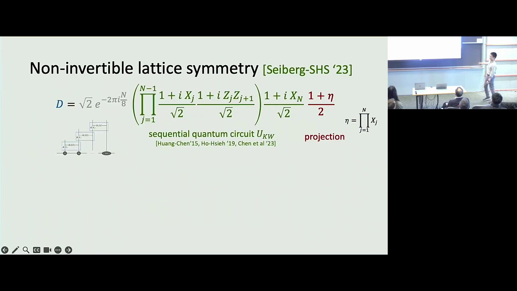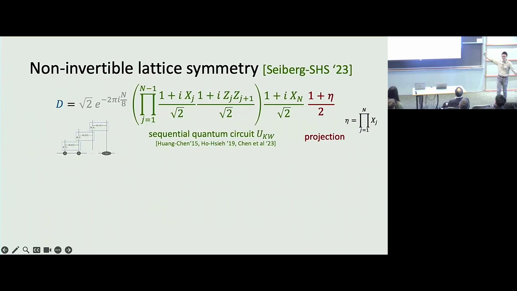Now let me walk you through this green factor. The first thing to notice about this green factor is that each local factor here is a unitary operator. That's very easy to check. You just take this operator, take the dagger, multiply them together, you get 1. You can do that in probably 5 seconds. So this product of local unitary operators, of course, is still unitary. So the green part is totally innocent. It's a unitary operator.